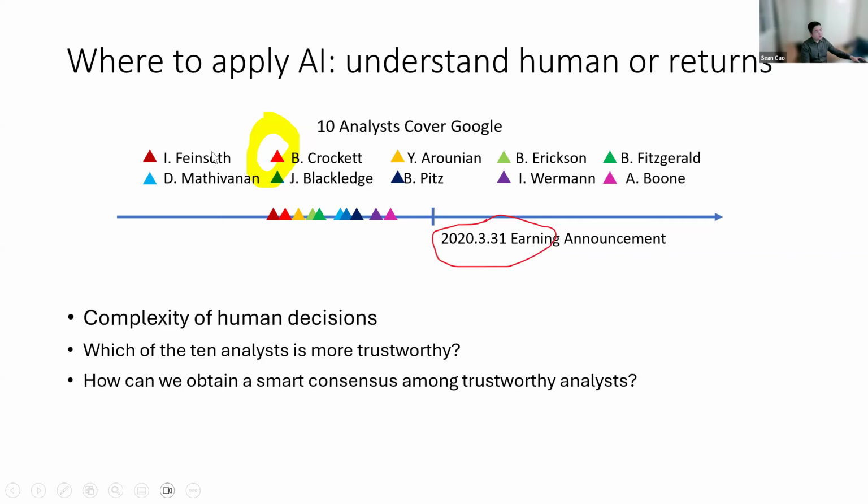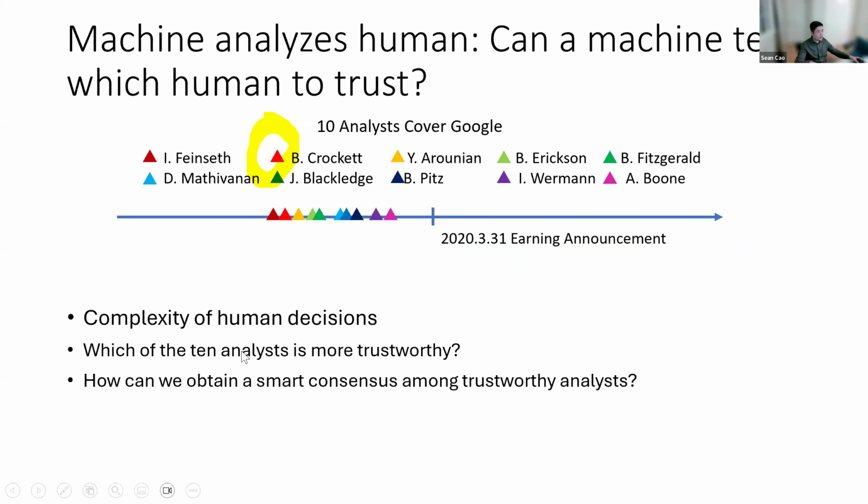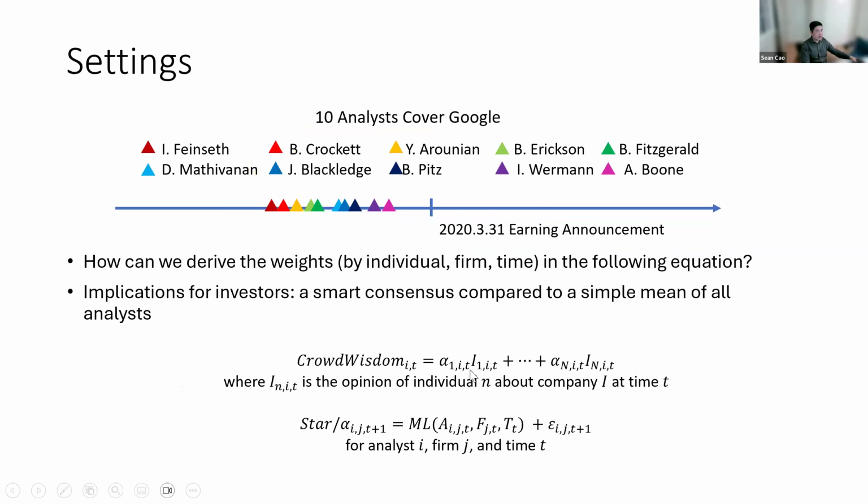So what we did is we have the 10 analysts, and we want to use the machine learning to understand this human being and to figure out which analyst we can trust for their future decision, and which analyst we can just totally ignore. So what we are doing is, if you guys can see here, the I is the individual analyst opinion. The alpha is the weight on that. So let's say we have 10 analysts. So we have 10 forecasts, and alpha is the weight. The weight is how much we can trust the opinion. And then we use machine learning to learn alpha.